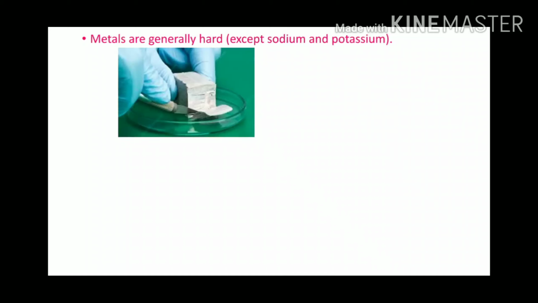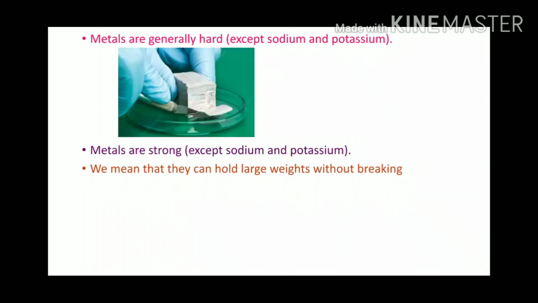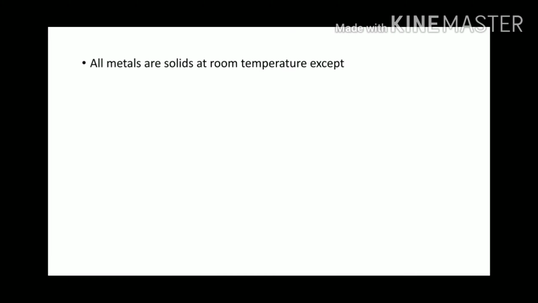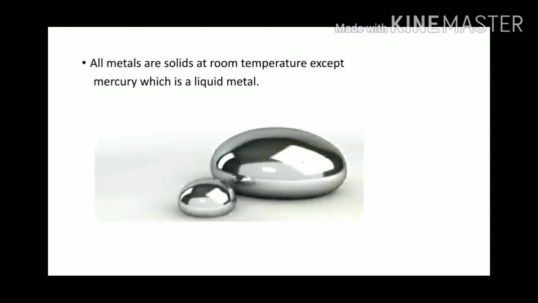Metals are generally hard except sodium and potassium. Metals are strong except sodium and potassium. We mean that they can hold large weights without breaking. For example, iron metal is used in the construction of bridges. All metals are solids at room temperature except, that's right, mercury, which is a liquid metal.